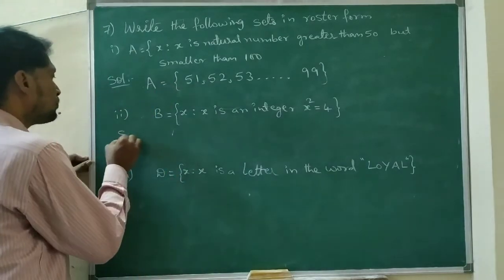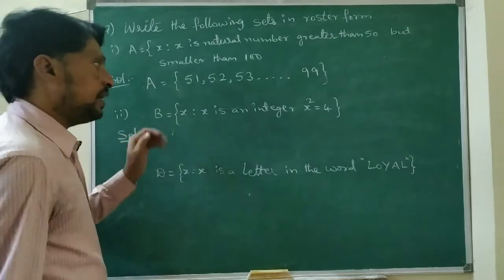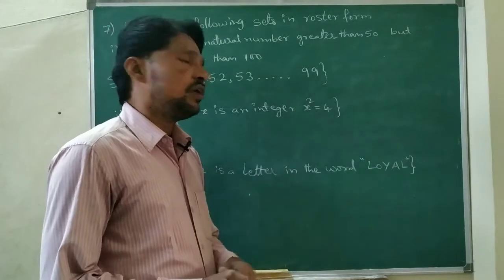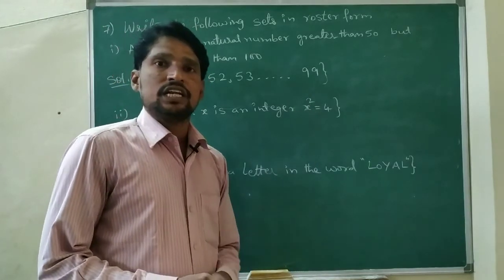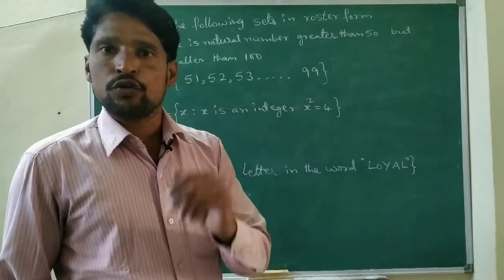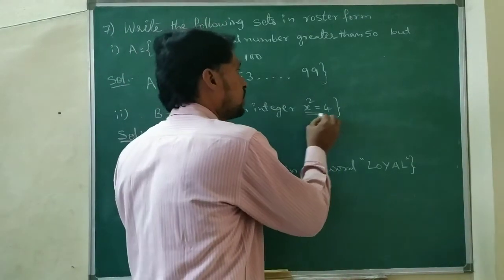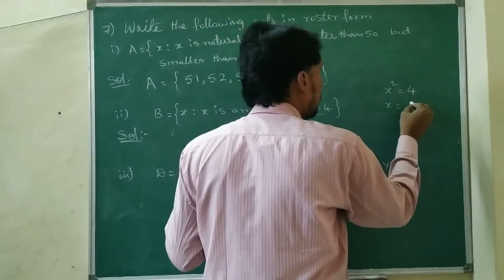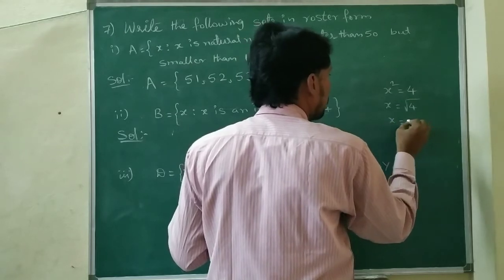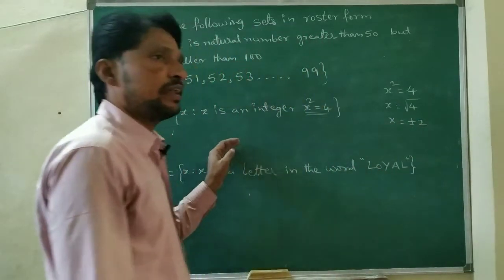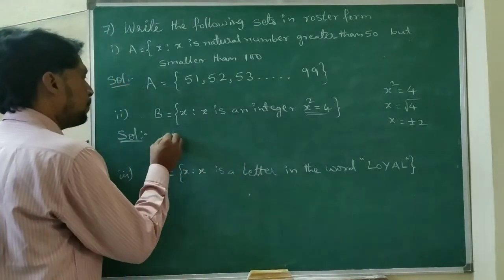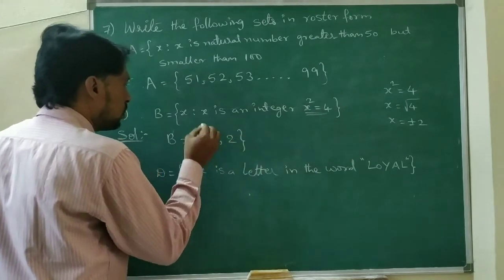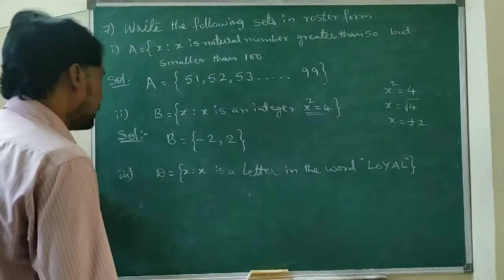Next, the second one: B equals x such that x is an integer and x square equals 4. Integers mean positive values, negative values, and include 0. What is the condition given here? X square equals 4. Transposing the square, x equals root 4, so we get plus or minus 2. So what integers can we get? Plus or minus 2. B equals minus 2 and 2 only. Minus 2 comma 2.